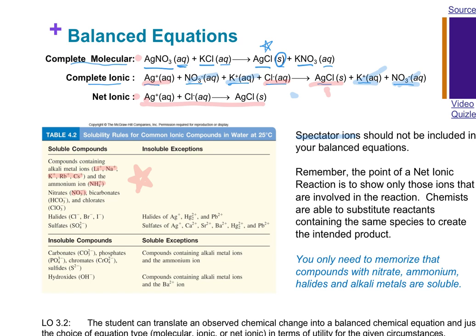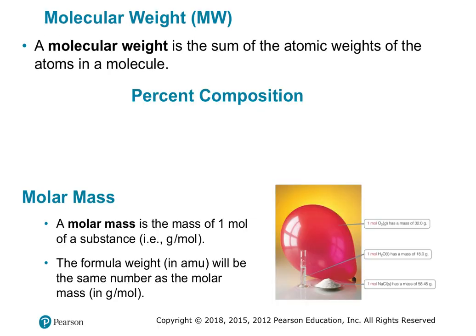Now we're going to talk about more of the math part of this chapter. So we talked about balancing the equations. Now we're going to start to deal with some calculations. So the first thing you want to be able to do is find the molecular weight or the molar mass of a molecule.